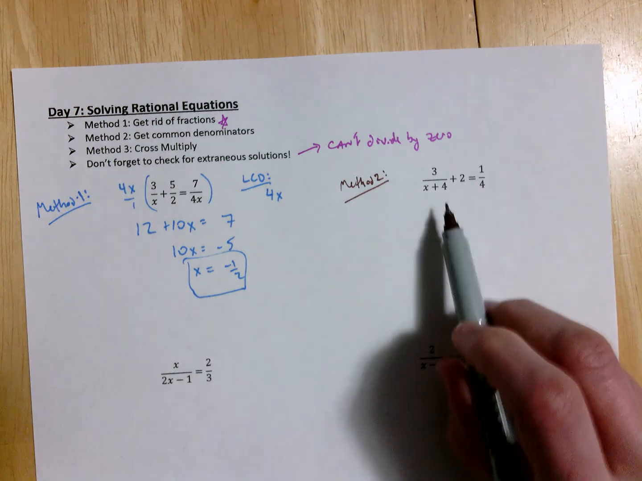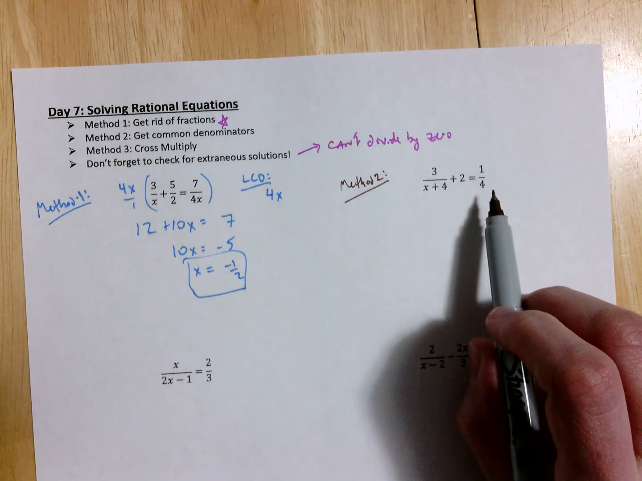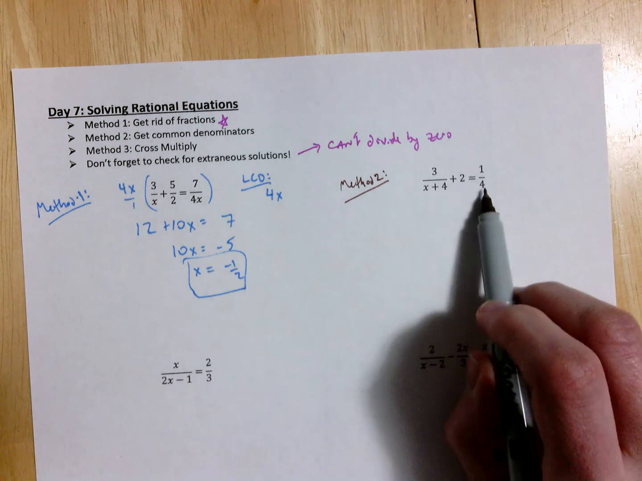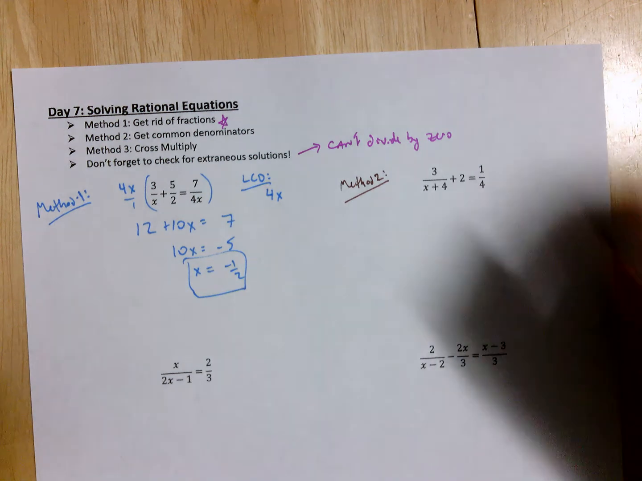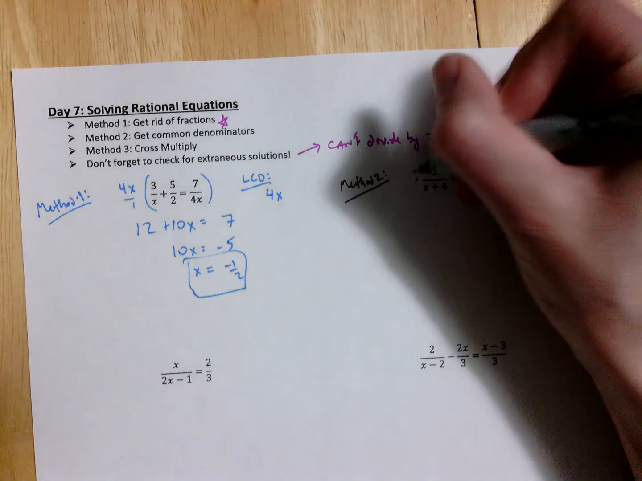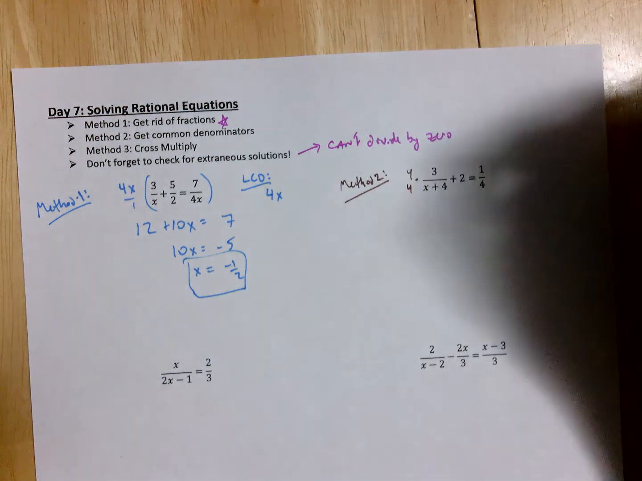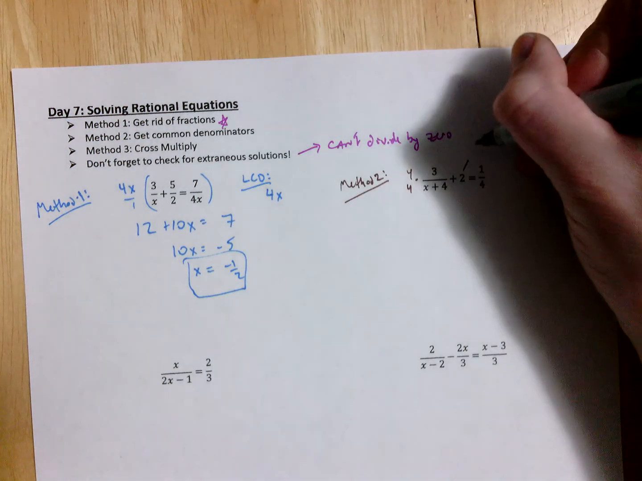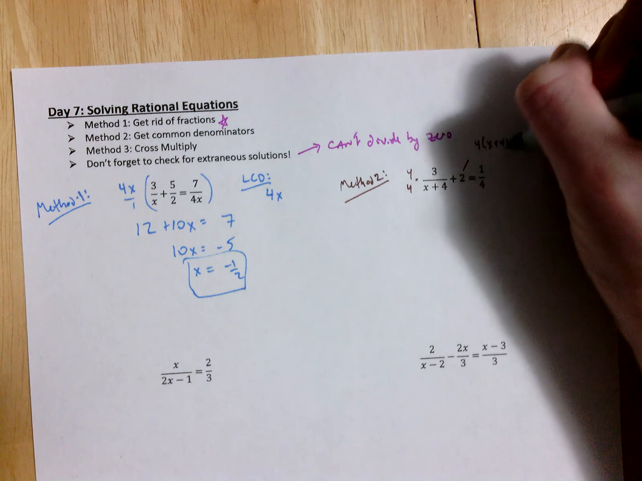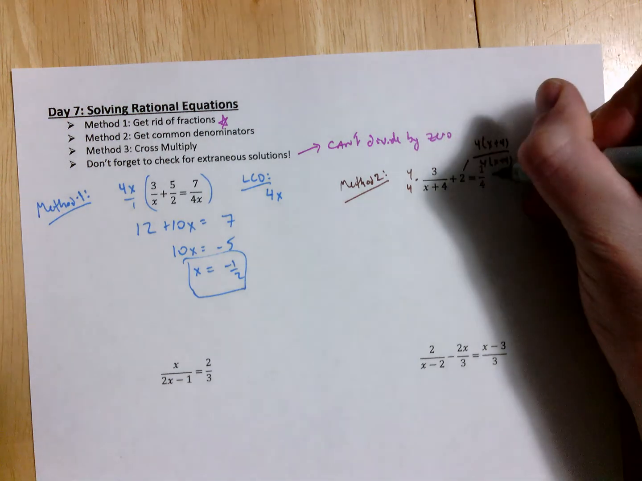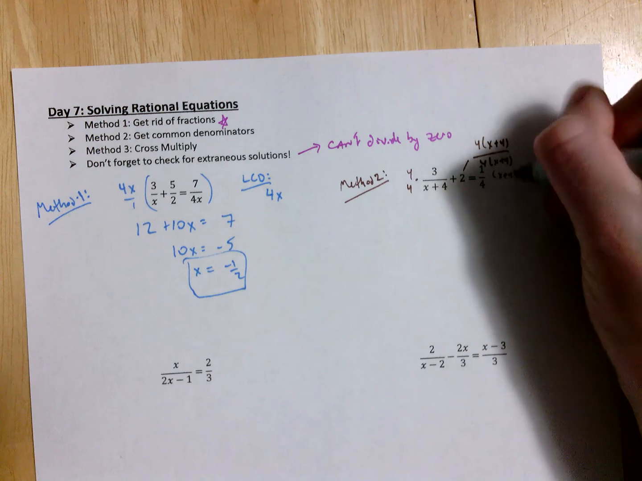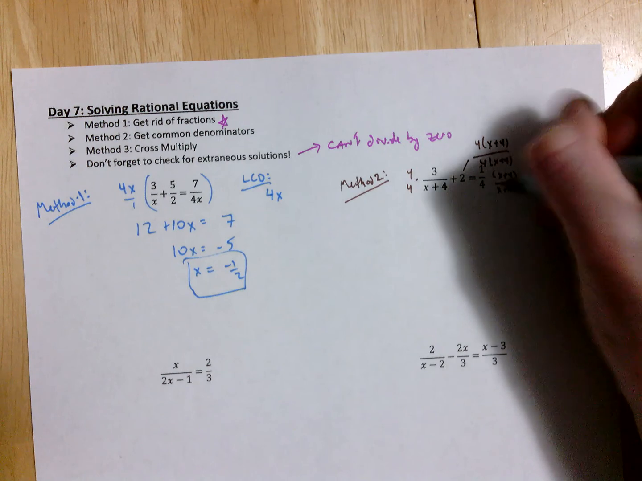I'm going to start by getting common denominators across all of these, right? And that's going to end up being 4 times x plus 4. So I'm going to have to multiply this guy by the 4 top and bottom. This 2 is going to get multiplied by the whole thing, top and bottom.